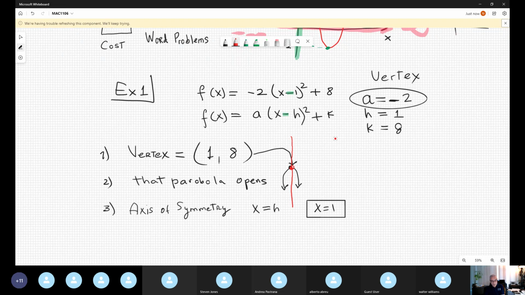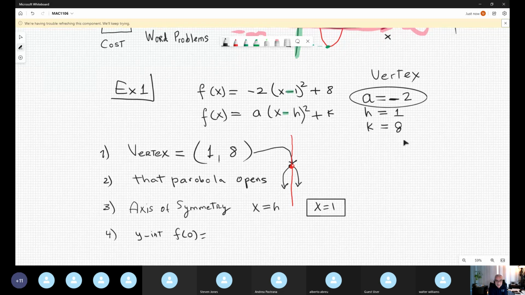Now, one more we need. Number 4 is the y-intercept and x-intercept. Easy. For the y-intercept, evaluate the function at 0. When you evaluate the function at 0, let's do it.